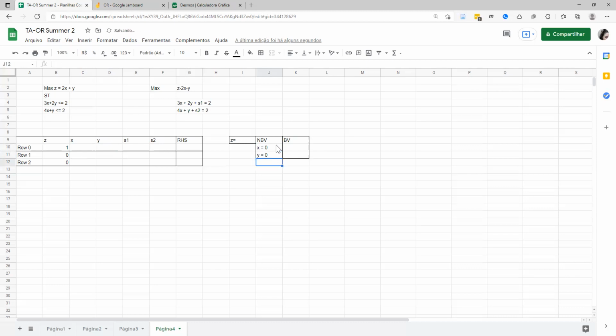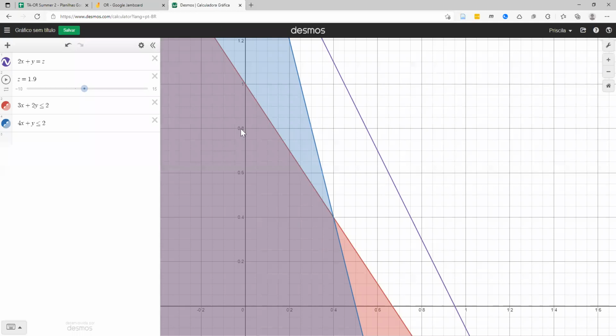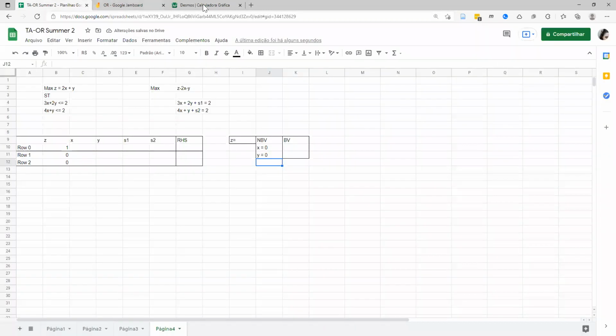Why do I do this? Because I need to find a feasible solution, and a trivial feasible solution is when x and y are 0. So I'm certain that this will be in the feasible area of this problem. That's a trivial solution, and I will preferably start with that.